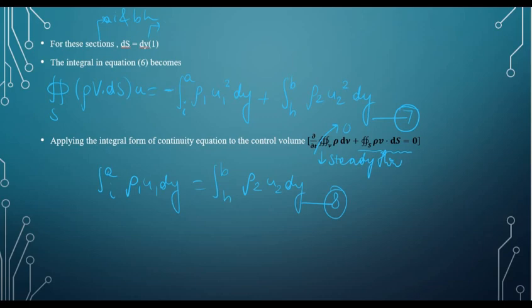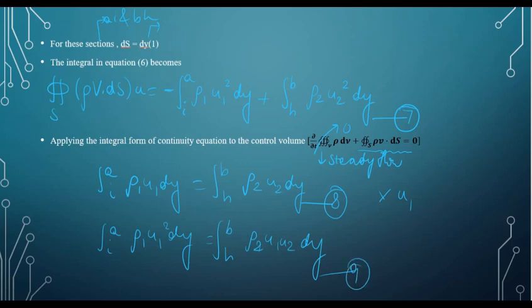What we do here is multiply this equation by u1 on both sides. If I multiply the above equation by u1, this is what I get: the integral from B to H of rho 2 u1 u2 dy. Let us have this as our equation 9.